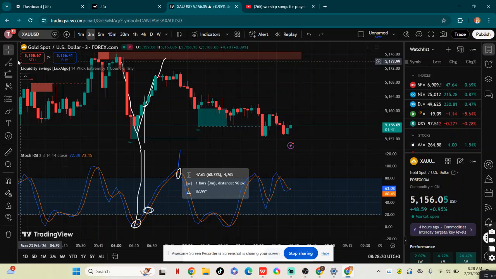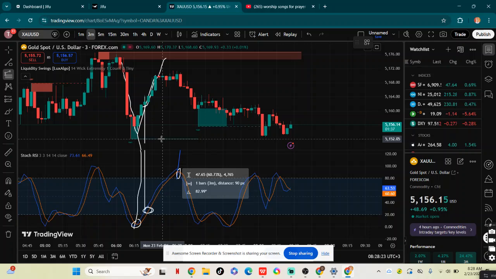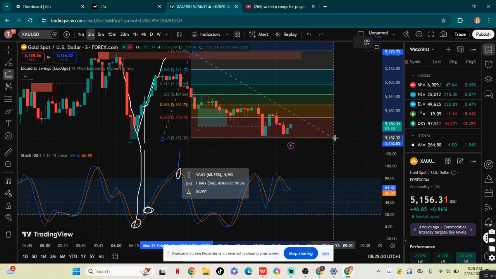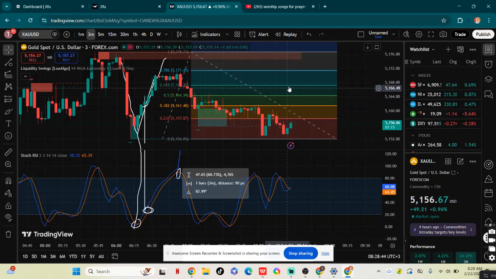So we can use our fib. We draw from this support to this resistance and back like that. Okay, so where will be our buy entry? We are going to buy if we get a breakout where? Here. So once we get a breakout here, this will be our entry point. This will be TP1, TP2, TP3, TP4, TP5.